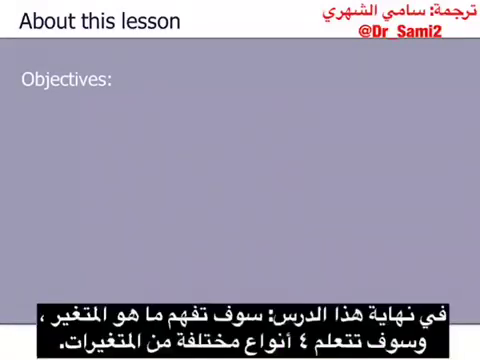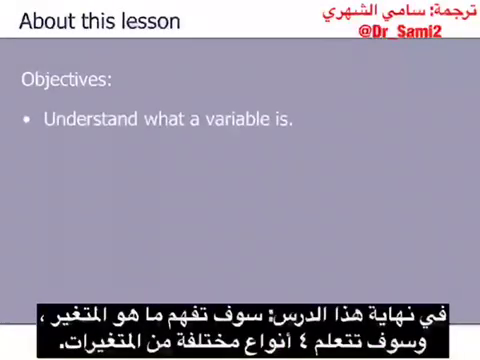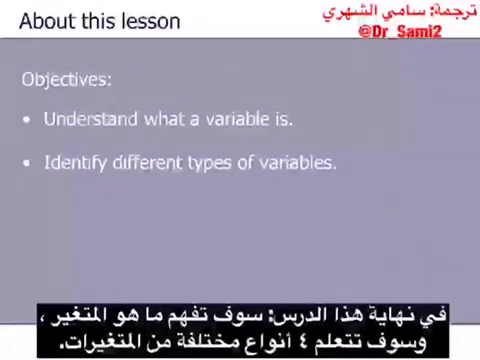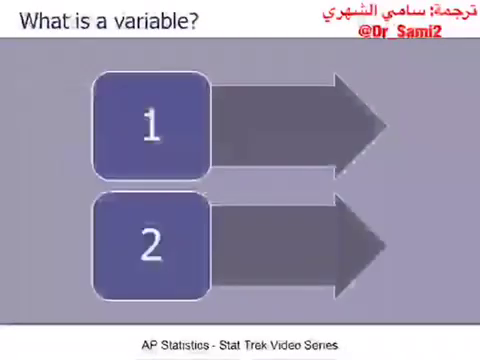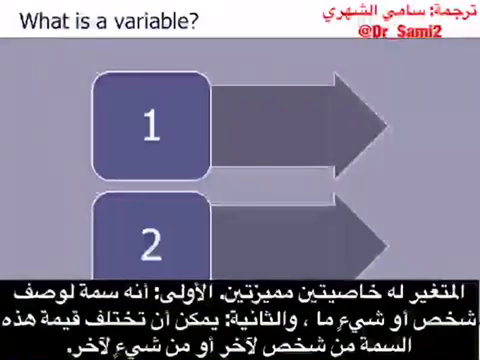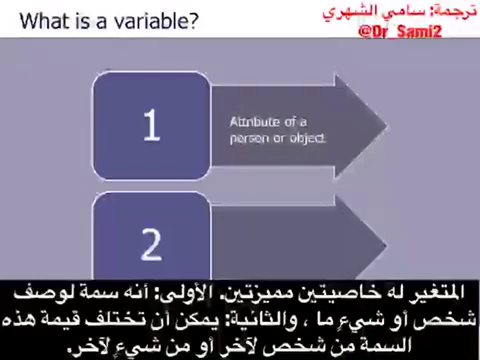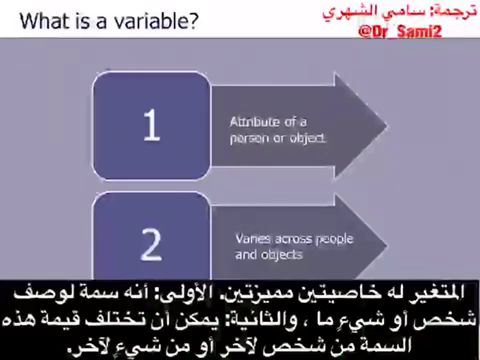At the end of the lesson, you will understand what a variable is, and you will learn to identify 4 different types of variables. Along the way, we'll work through examples to illustrate key points. A variable has 2 defining characteristics. First, it is an attribute that describes a person or object. And second, the value of that attribute can vary from one person or object to another.